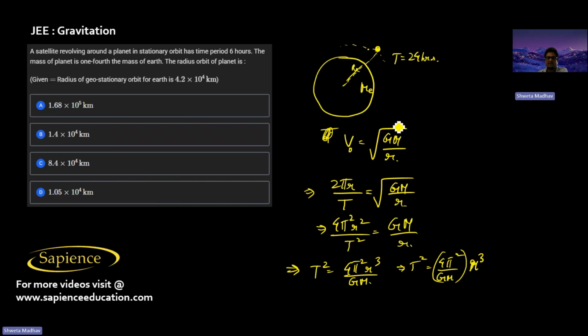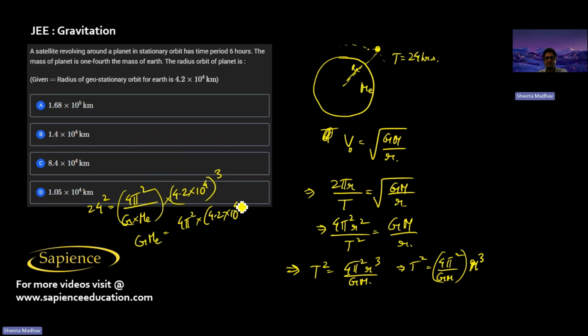So where M is the mass of the Earth in this case. So you can say that 24 square is equal to 4 pi square by G into the mass of the Earth into r, that is 4.2 into 10 power 4 kilometer cube. So therefore, G into M e is 4 pi square into 4.2 into 10 power 4 cube divided by 24 square. So this will come in kilometer cube per hour square.